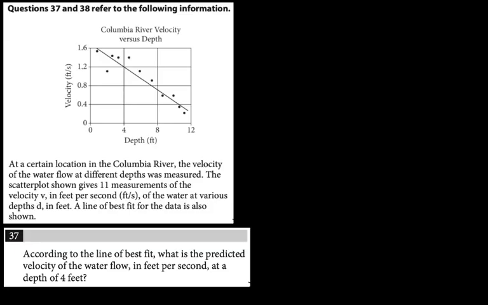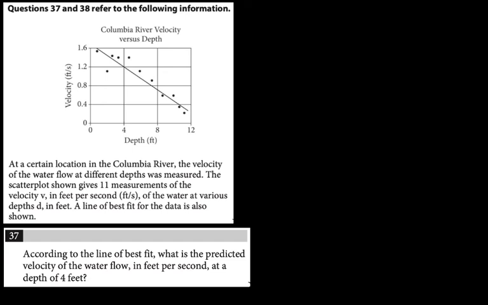All right, next up. 37 and 38 refer to the following information. At a certain location in the Columbia River, the velocity of the water flow at different depths was measured. The scatter plot gives 11 measurements. That's good because you don't want to have to count all those dots. 11 measurements of the velocity in feet per second of the water at various depths, d, in feet. A line of best fit for the data is also shown. So lines of best fit are important. I guess they come up a lot.